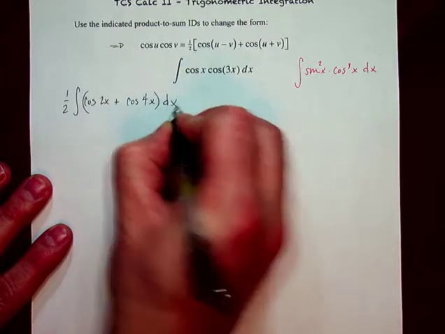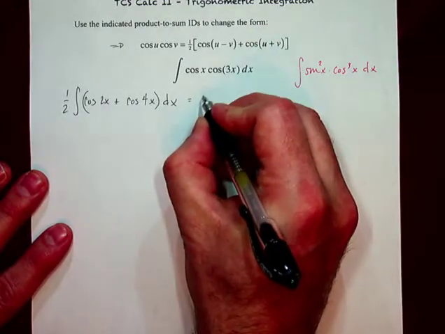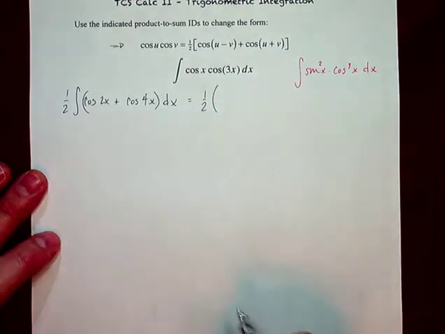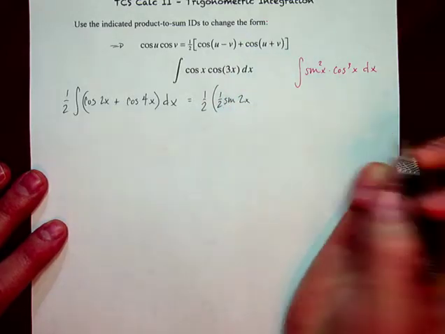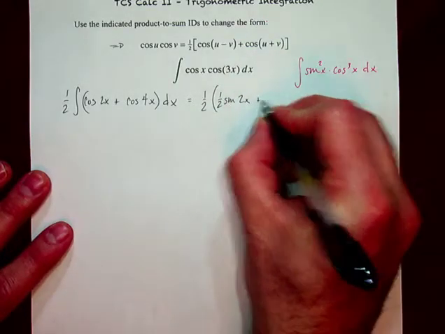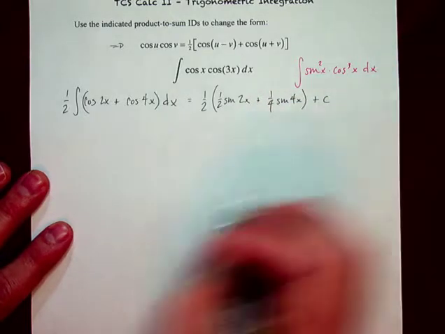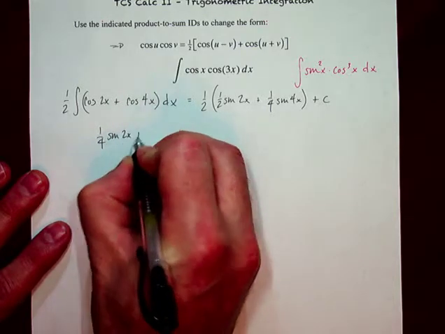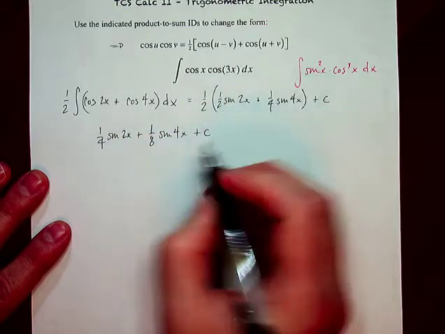And basically what we have is that. Okay, well, from here we can, of course, integrate really, really easily. Cosine of 2x is the derivative of 1/2 sine 2x, and cosine of 4x is the derivative of 1/4 sine of 4x. So we integrate them like this, and we wind up with 1/4 sine 2x plus 1/8 sine 4x plus c.